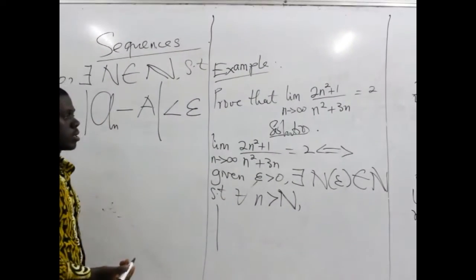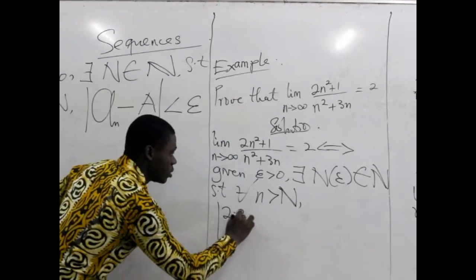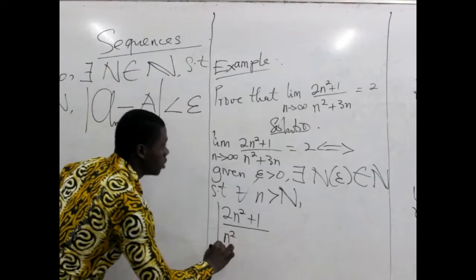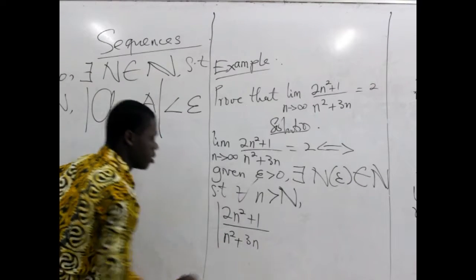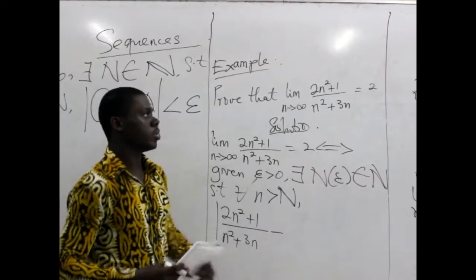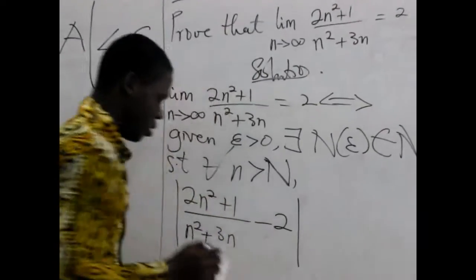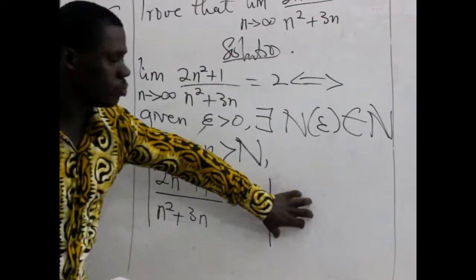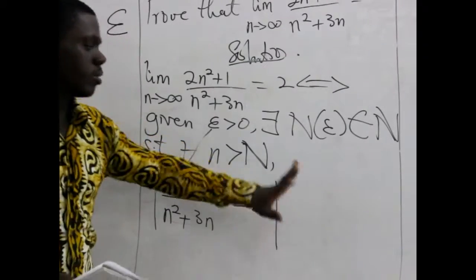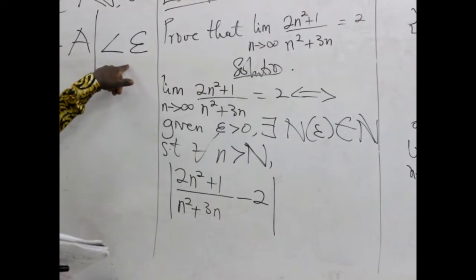So in this case, what is our sequence? We observe that this is a sequence. So we have 2n squared plus 1 divided by n squared plus 3n. So we have the sequence there, then minus the limit. Our limit as given in the question is 2. So we have 2 here. And we say that this should be less than epsilon. That is our duty. We do not just write the epsilon here and say that okay, we are finished. We will continue from here until we get something less than epsilon.